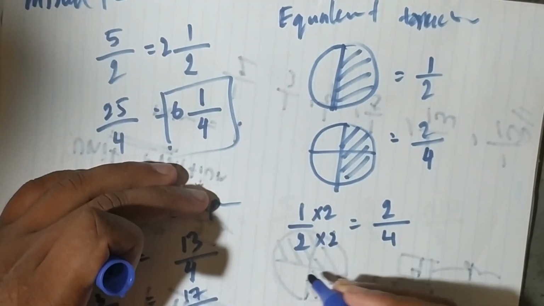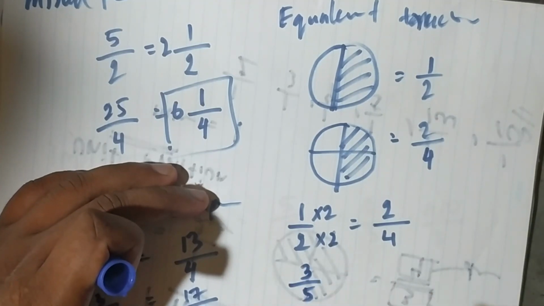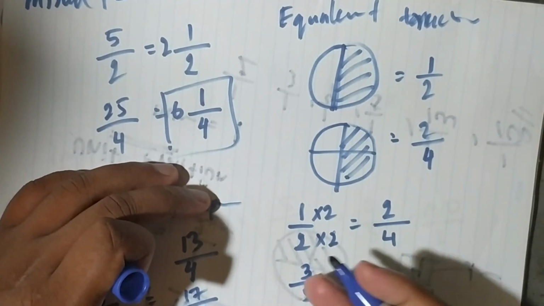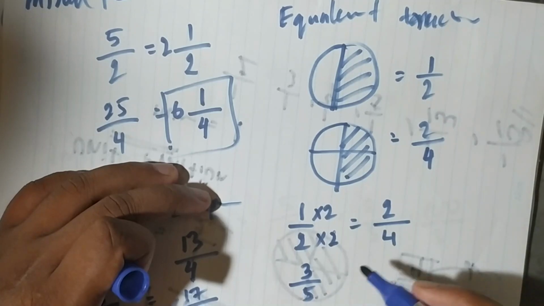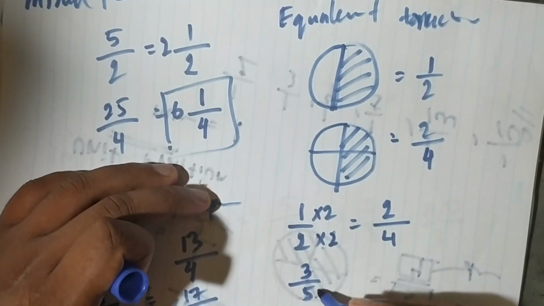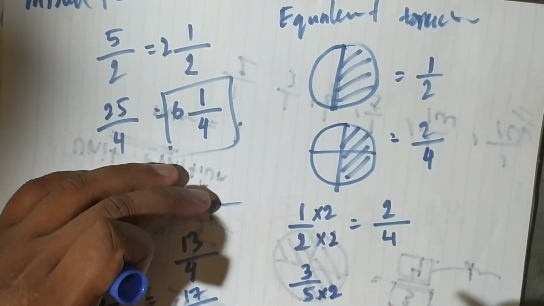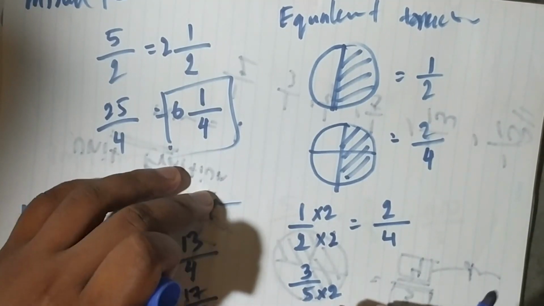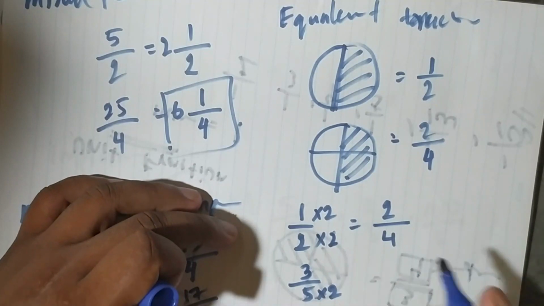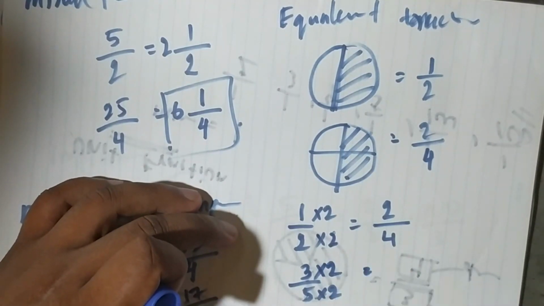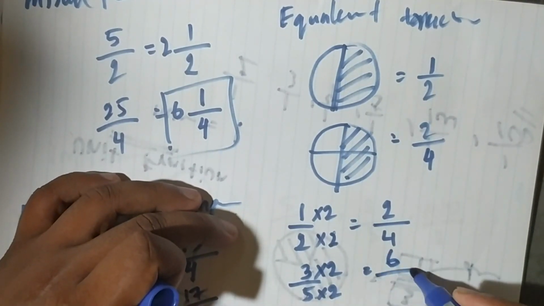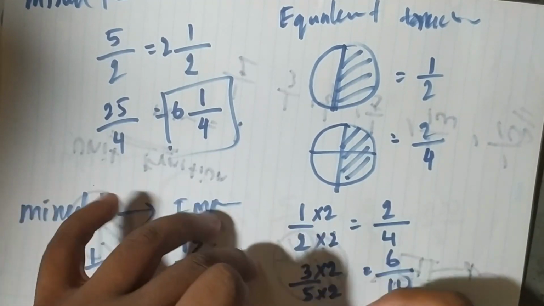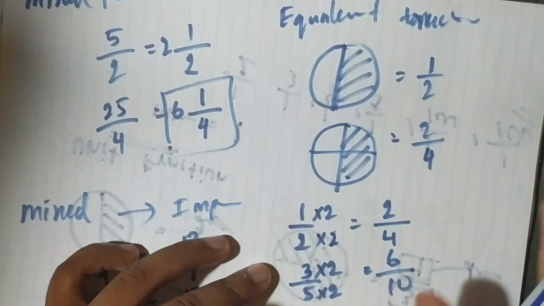I am taking another example, 3 over 5. I need an equivalent fraction for this. So how can I do this? I am just multiplying this by 2. If I multiply the denominator by 2, the numerator also I should multiply by 2. The same I should multiply. So 3 into 2 is 6, 5 into 2 is 10. So 3 over 5 and 6 over 10 are equivalent fractions.